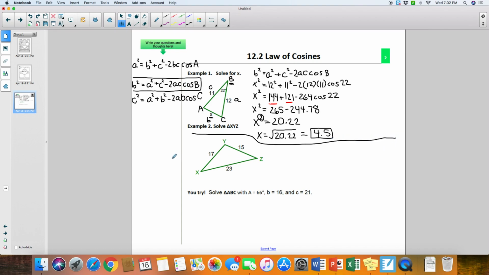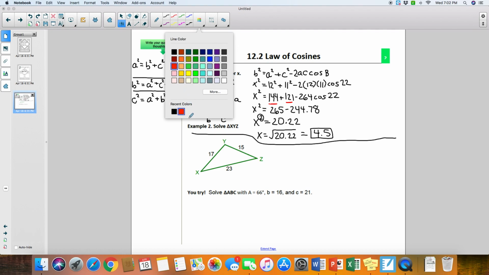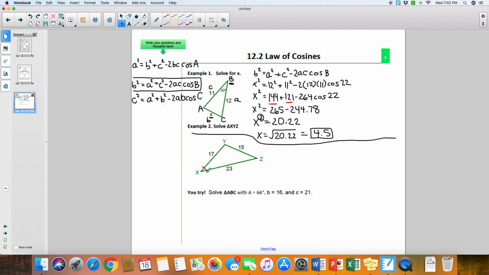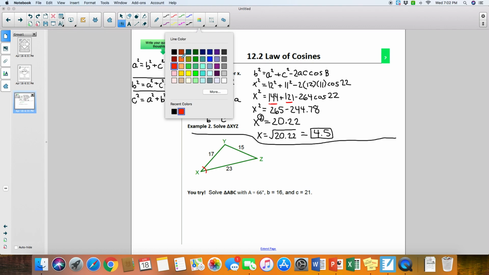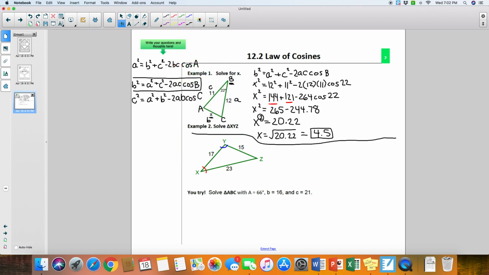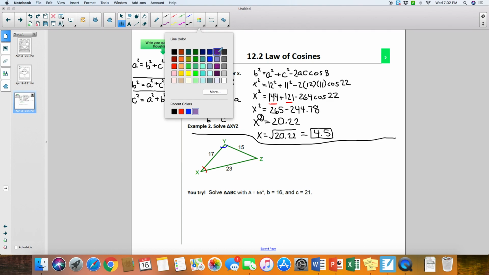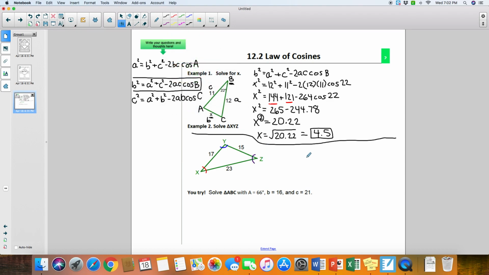All right, so let's take a look at the second example. It says solve triangle XYZ. When they ask you to solve a triangle, they want you to find all of the missing pieces. So in this particular problem, we are missing angle X, we are missing angle Y, and we are missing angle Z.